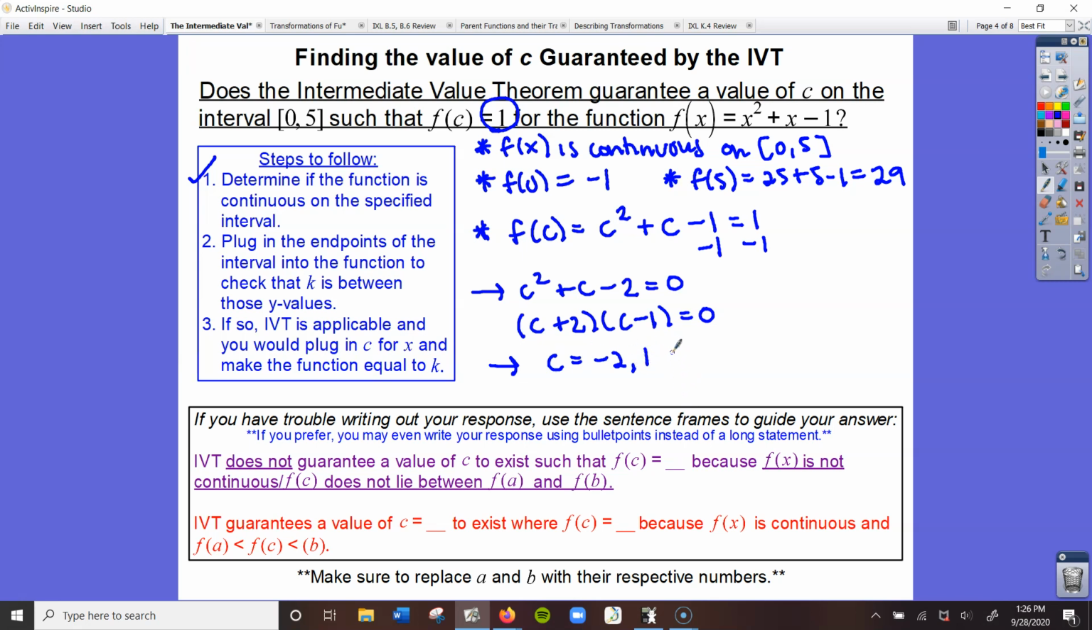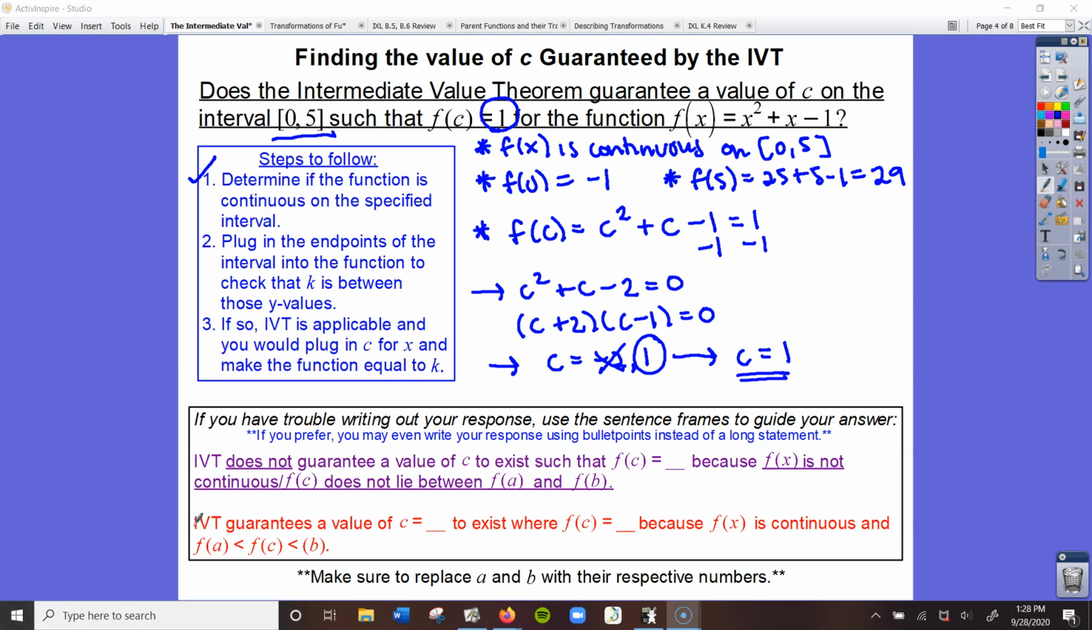Now this is also very important. When you're solving for c, if you have more than one answer, you have to always go back to your interval that was given, and your c value would be the one that is in that interval. Since our interval is between 0 and 5, our c value has to be 1. Negative 2 is outside of that interval, so this would be our answer. So now when it comes to justifying our answer, I put here two sentence frames, one for when it does not guarantee a value of c that you can follow, and another that does guarantee a value of c.